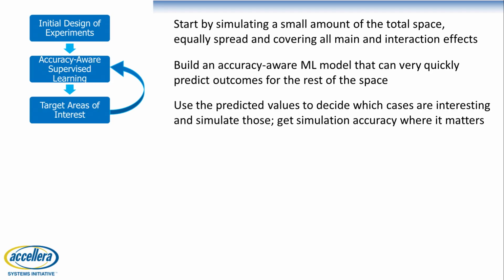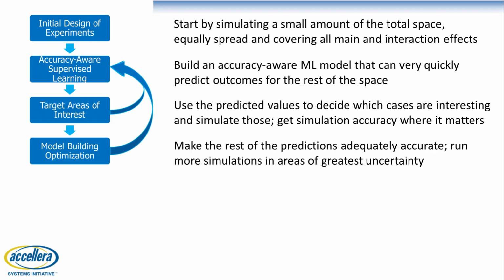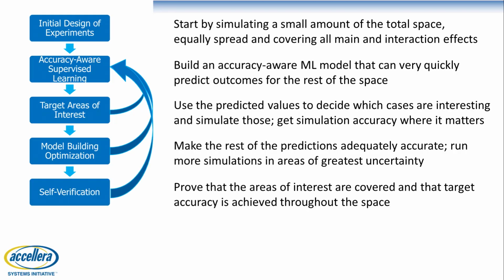Now that we got this additional simulation data, we can now go back and improve our machine learning models. The next step is model optimization, where we make the rest of the predictions adequately accurate and run more simulation in areas of greatest uncertainty, and continue to go back and improve our machine learning model. Now we enter a self-verification stage where we prove that the areas of interest are covered and that target accuracy is achieved throughout the space.